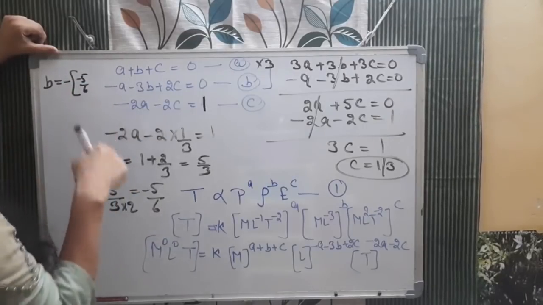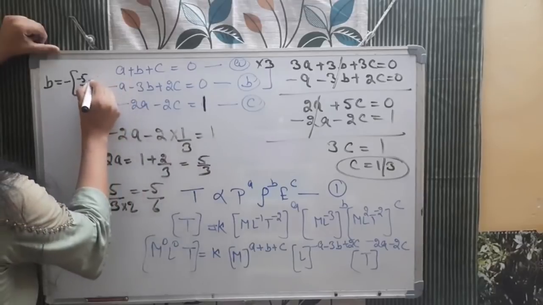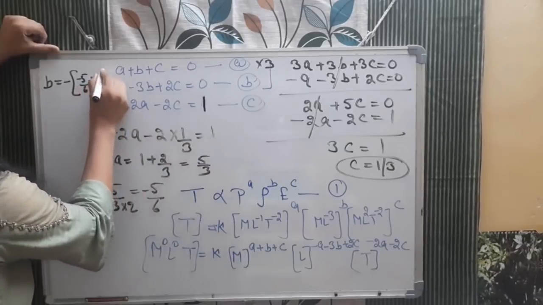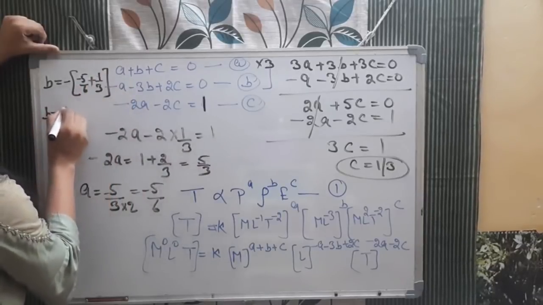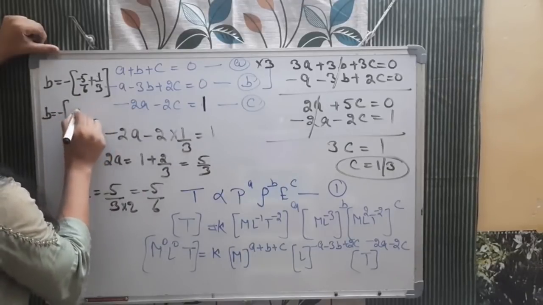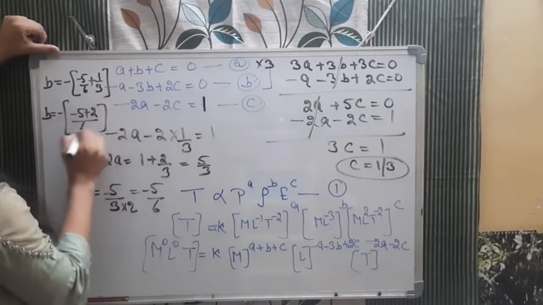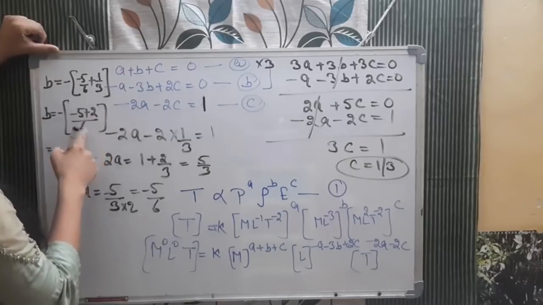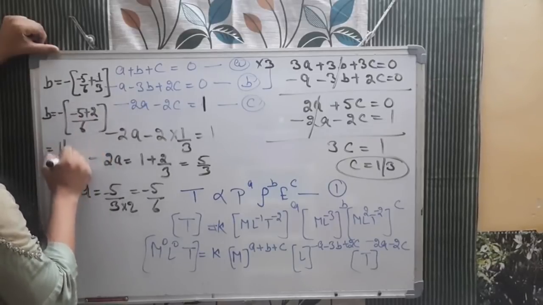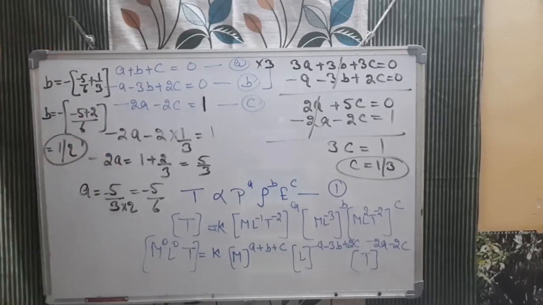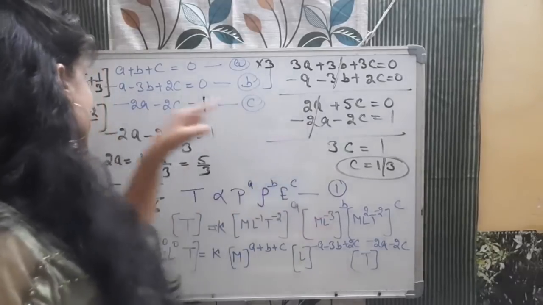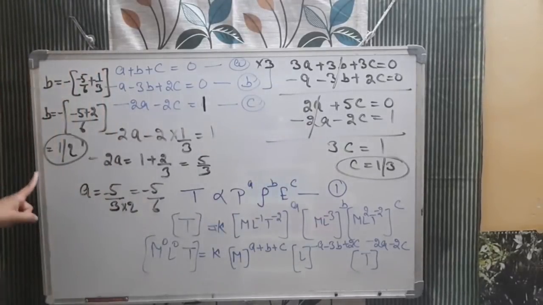Yeah, it will go that side, minus plus c. So 1/3. Now you can take LCM. Minus, here it is 6 minus 5 plus 2. It will be minus 3/6, that is minus 1/2. Minus is here, so plus 1/2. So what we got is: C is 1/3, A is minus 5/6, B is 1/2.